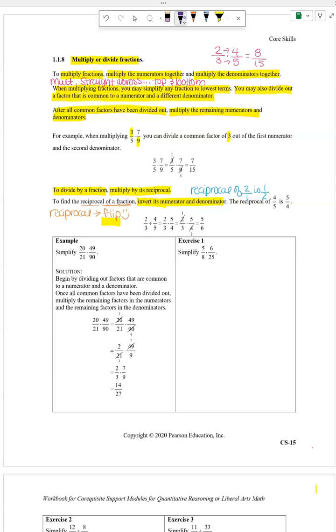When you see division, what I want you to think is keep, change, flip. Okay? That's what I want you to think every time. So we have 2/3 divided by 4/5. Now, we're going to keep this first term just the way it is. So we just copy it over here, right? 2/3. We keep him.